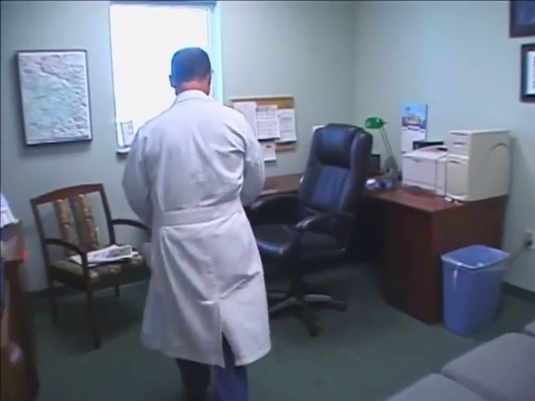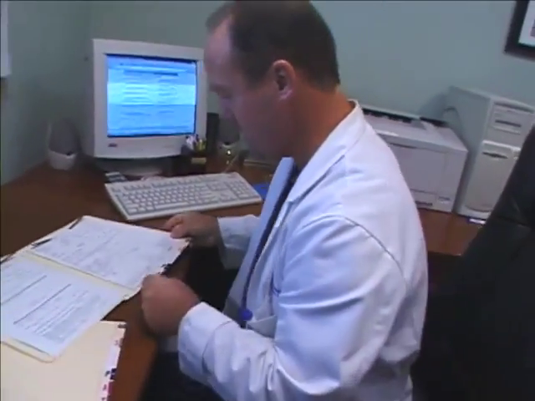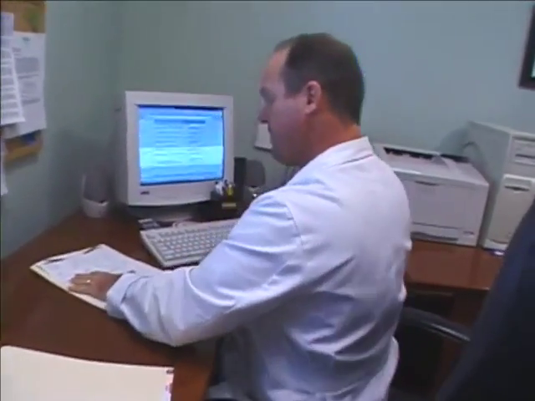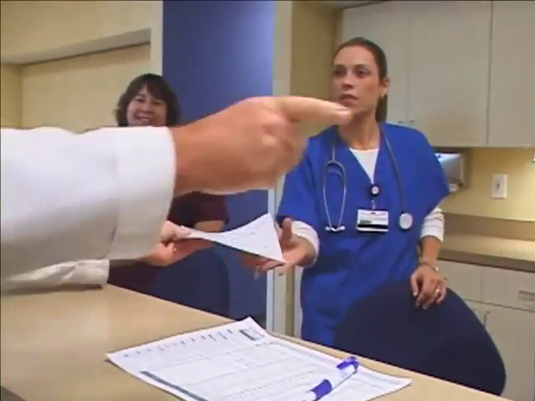The record will be placed on the physician's desk in his secure office so he can refer to it when he dictates a note about the patient's office visit later. The physician hands the encounter form to the employee at the checkout desk.